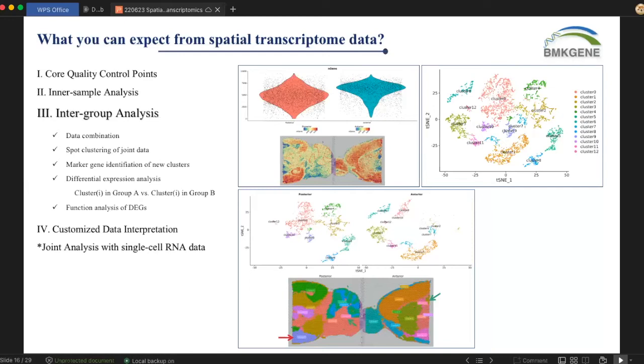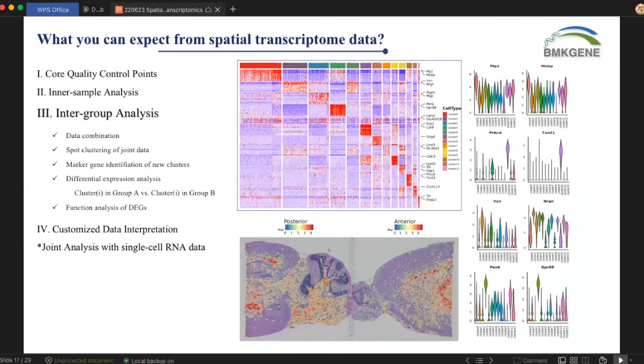So the differential expression analysis between different groups or between different samples can be done in different ways. The first one is similar to what we did for the inner sample one: on these new clusters, we would also do this expression profile heat map, where we can identify the marker genes of each cluster. And also we have this expression profile in different samples as well. And they can all be aligned back to the different tissues.